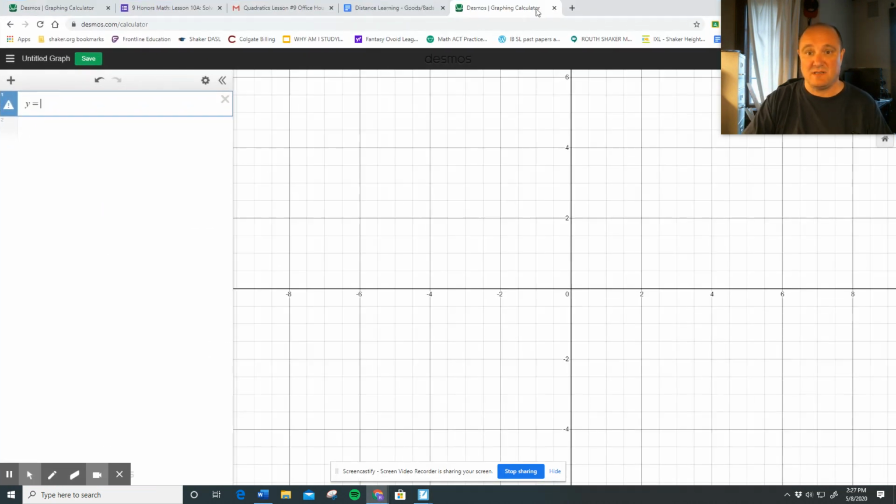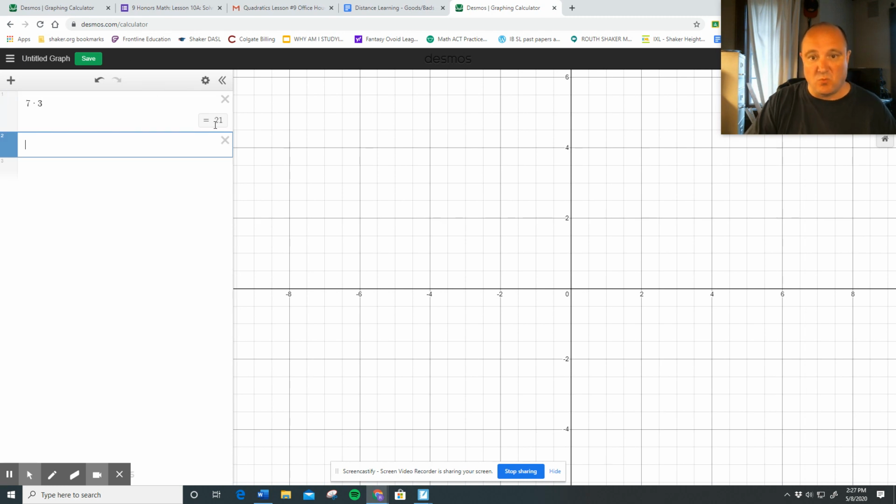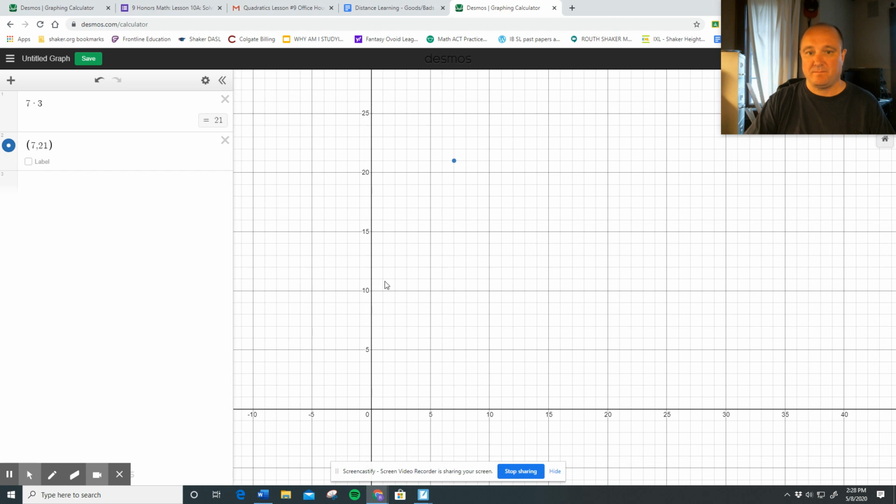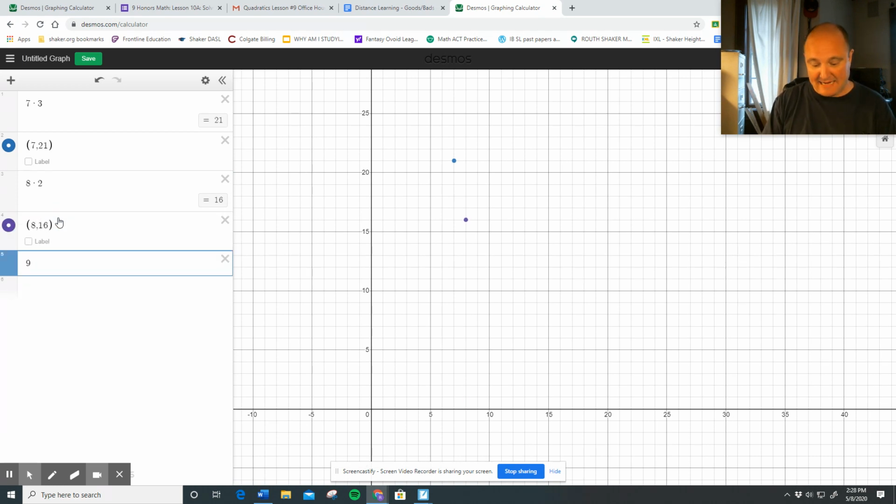If I go over to Desmos, I can say, all right, when I had 7, that gave me 3, so that's 21. So I could say to myself, when the width is 7, the area is 21, and I can actually plot that as a point on Desmos. And then I could say, all right, what about when the width is 8? When the width is 8, the length has to be 2, and that gives me an area of 16, so I could plot that point. When the width is 9, the length has to be 1, so the area is 9, so that gives me that point.